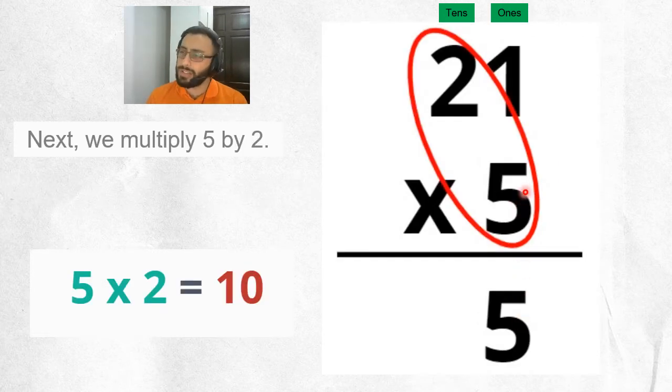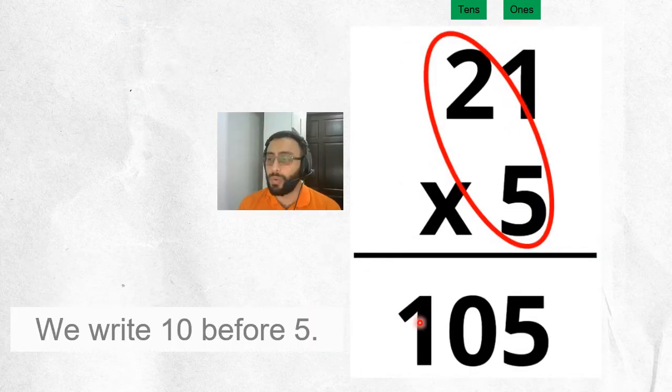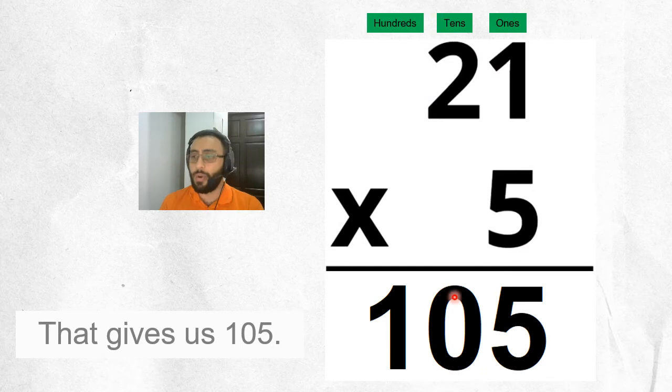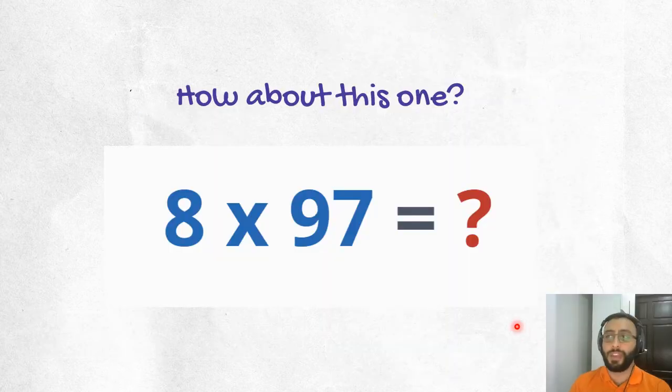Next, we ask ourselves, what is 5 times 2? So we multiply 5 by 2. 5 times 2 is 10. So easy. So we just write 10 here. So now we have the answer. 105. But don't forget, the 0 must be in the tens, and the 1 has to be in the hundreds column. So 21 times 5 equals 105. Good job.